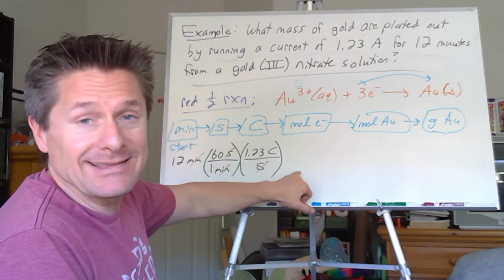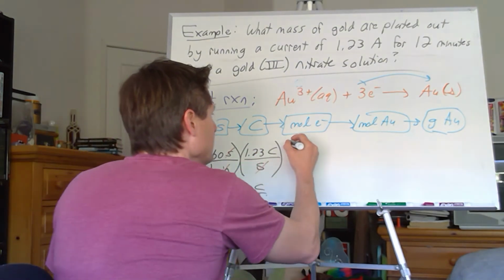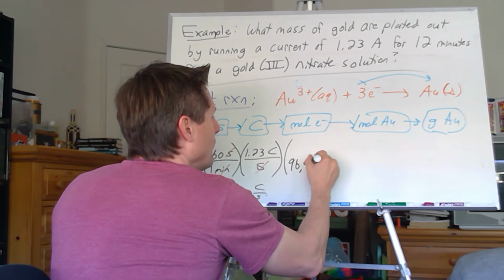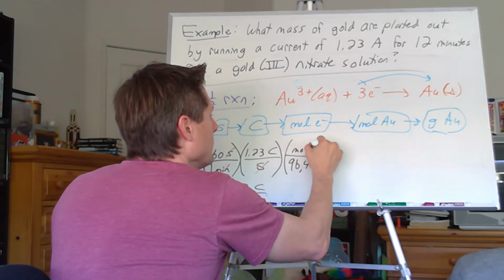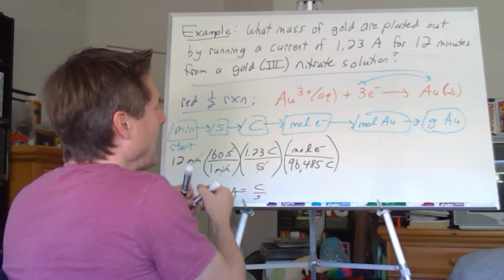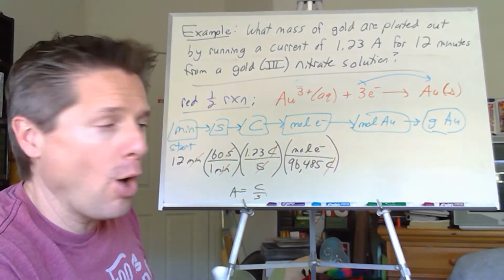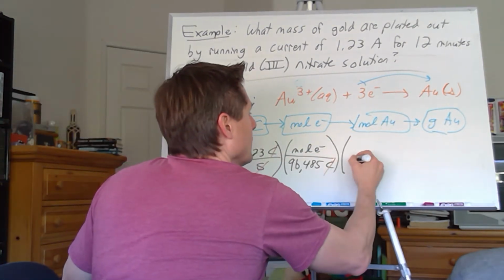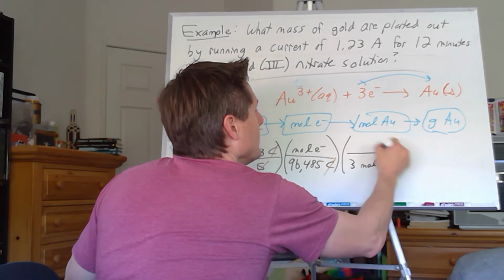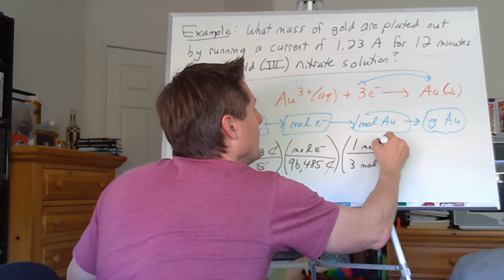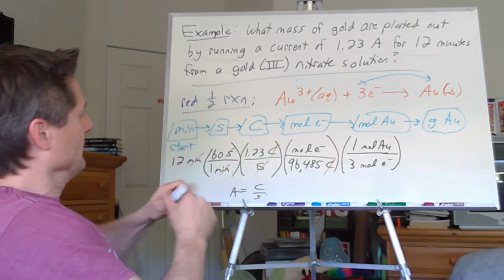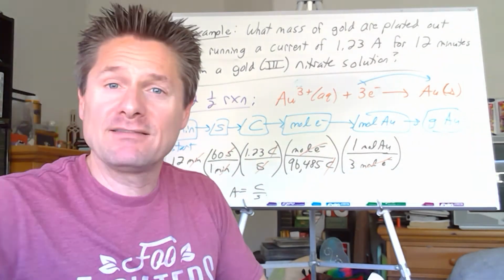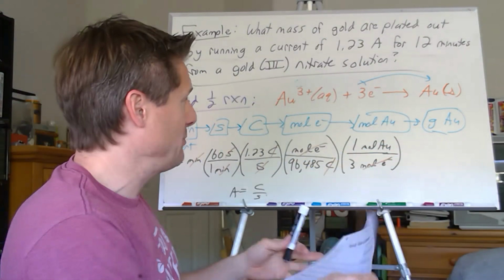Now we can use Faraday's constant to convert the coulombs into moles of electrons. And I will always provide you Faraday's constant. So 96,485 coulombs per mole of electrons. That allows us to cancel out coulombs. Bye-bye, coulombs. Now we can do the 3-to-1 mole ratio. So there's 3 moles of electrons needed to produce 1 mole of solid gold. We can cancel out moles of electrons there. And last step, let's take that molar mass of gold that I showed you on my trusty dusty periodic table.